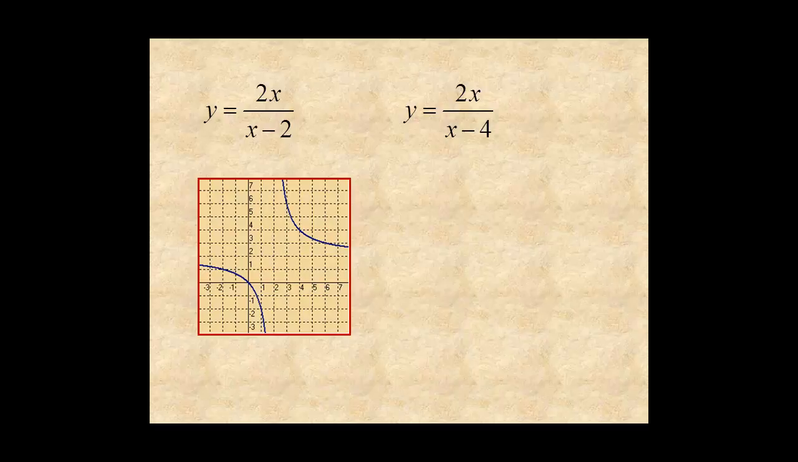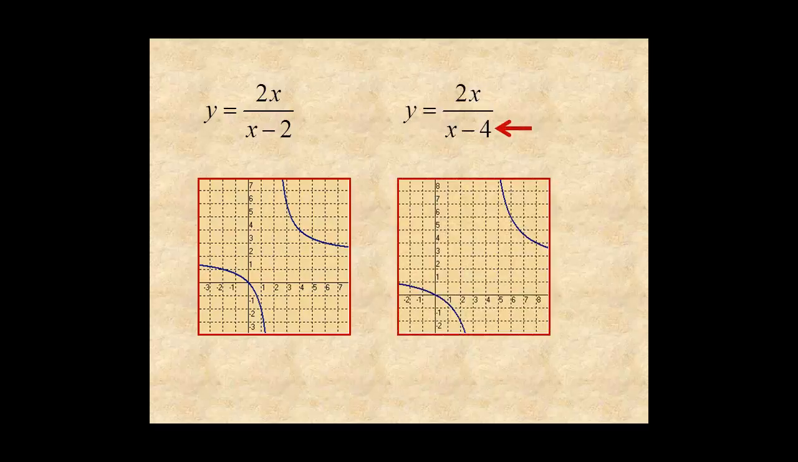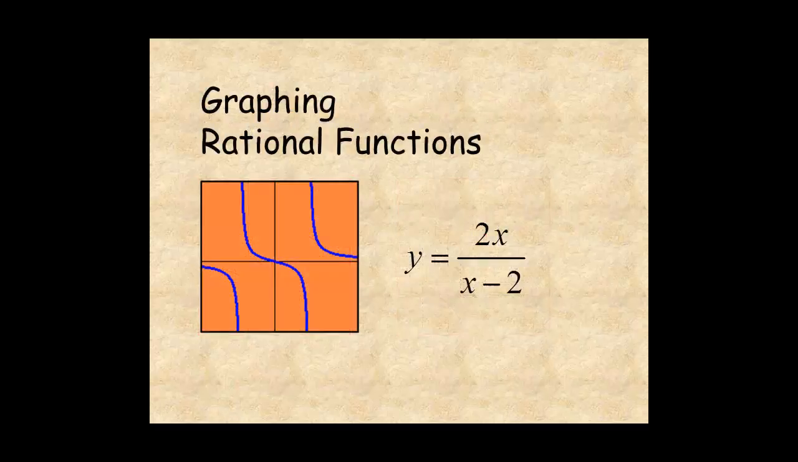If you change the factor in the denominator, you can shift the VA. For this example, the VA is shifted to the right and is now at x equals 4. This lesson showed how to graph the rational function 2x over x minus 2.